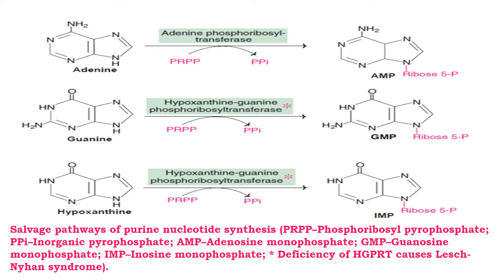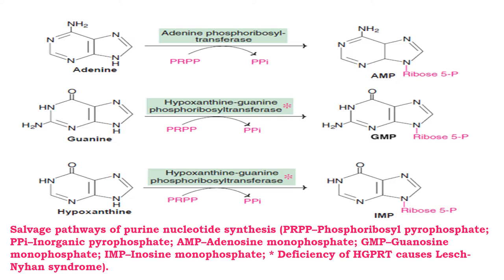So this is a 5-phosphate and ribose. So it is directly attaching this group to this adenine. So this is the action of this enzyme. Now what happens? In the same way we can synthesize guanine. But if we want to synthesize guanine, we require hypoxanthine guanine phosphoribosyl transferase. This is what is called HGPRT.